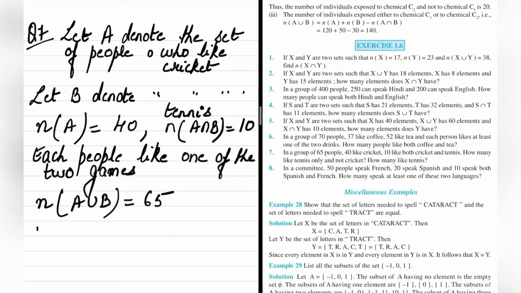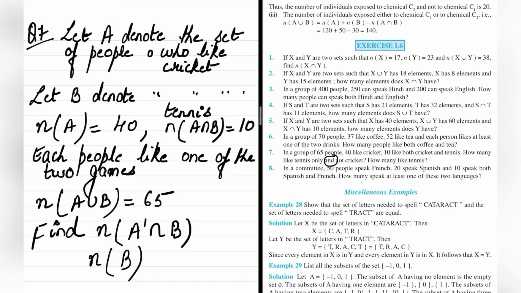Now what you have to find? You have to find two things. Number one, how many like tennis only and not cricket? Not cricket means A complement, and you can see "and", so we'll write intersection, and tennis only, so B. So you have to find the number of elements in A complement intersection B, and secondly you have to find how many like tennis, so the number of elements in the set B.